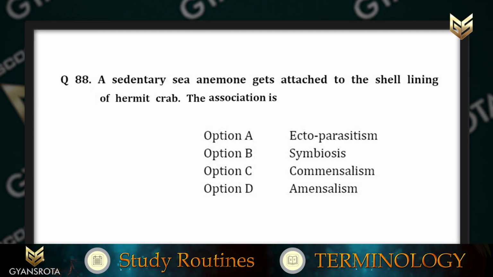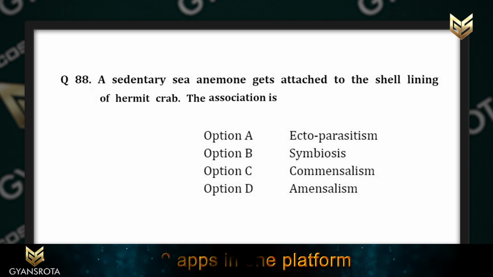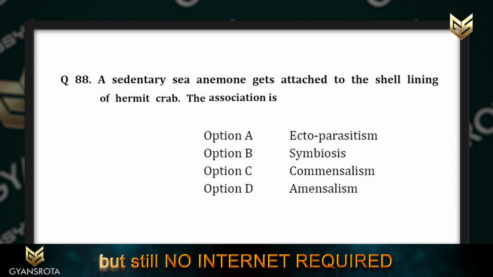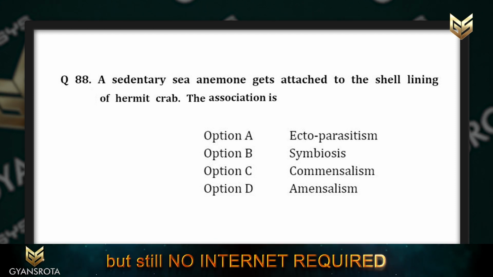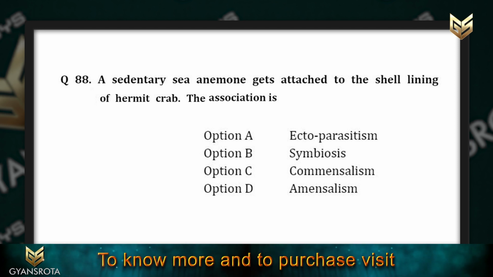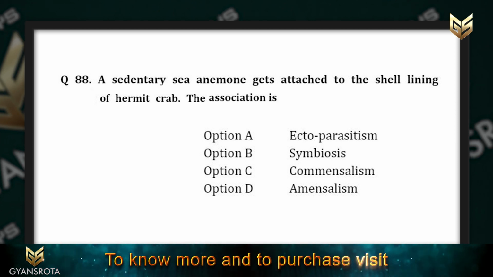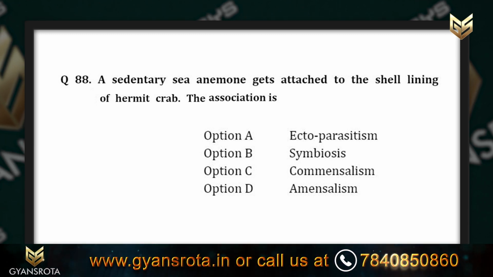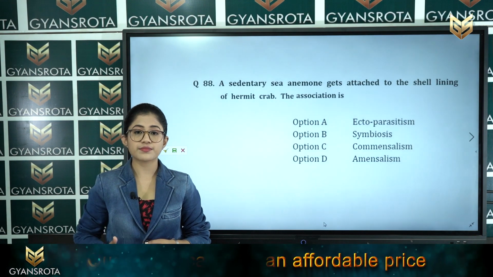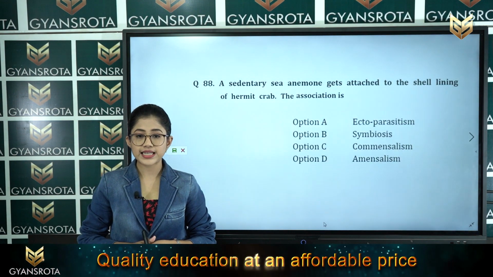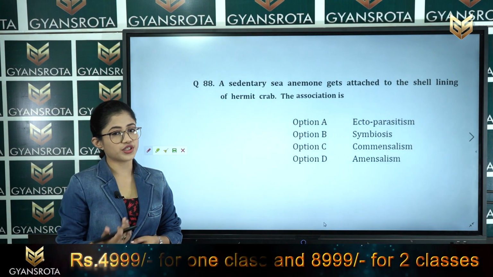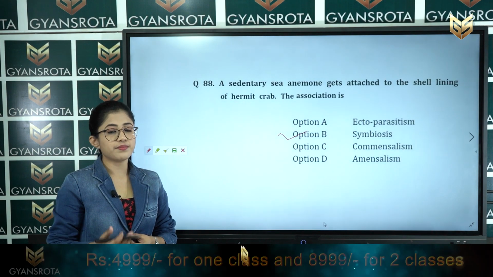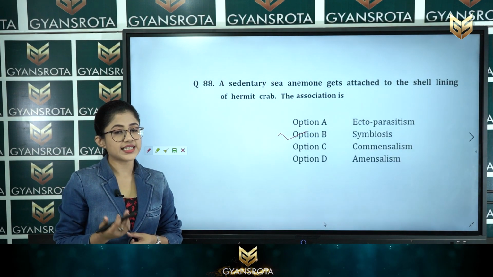A sedentary sea anemone gets attached to the shell lining of hermit crab. This association is option number A, ectoparasitism, option number B, symbiosis, option number C, commensalism and option number D, amensalism. This is also from the chapter Organisms and its populations. So, what is the correct answer? The correct answer is option number B, symbiosis, in which both the organisms are beneficial to each other. So, that is the correct answer.